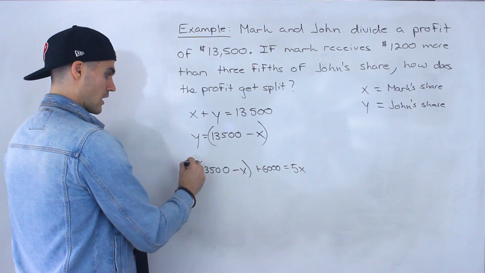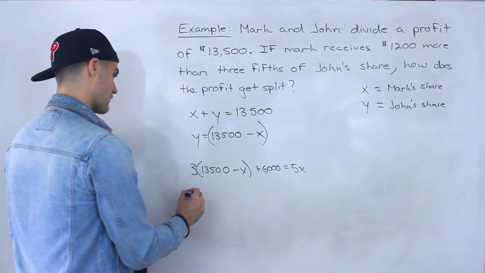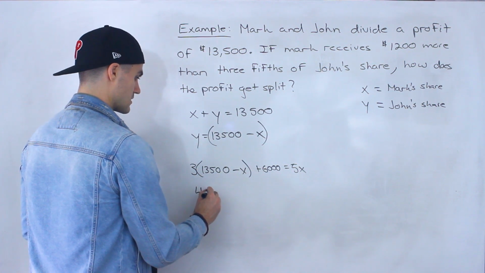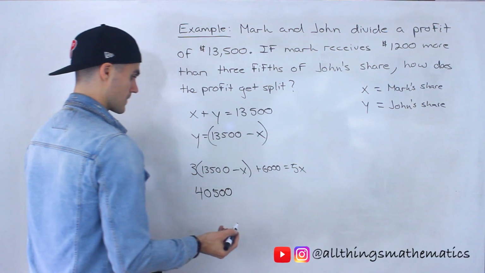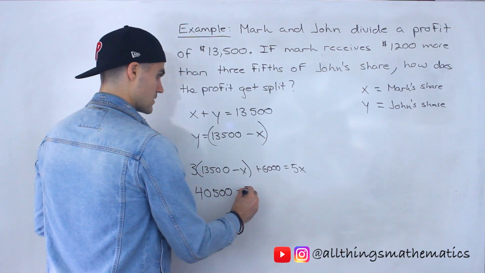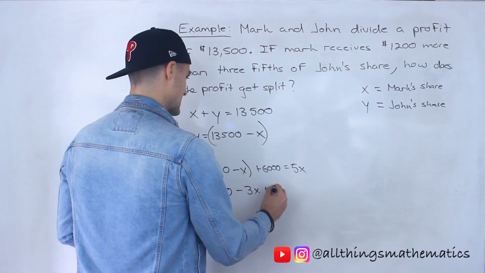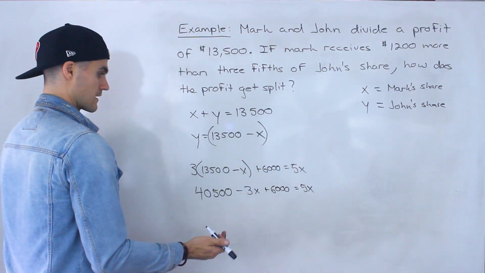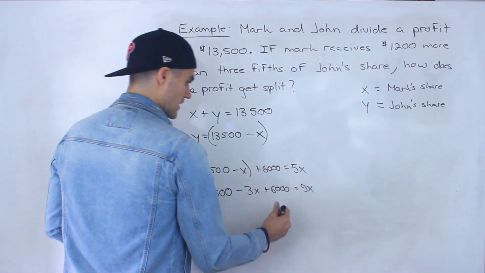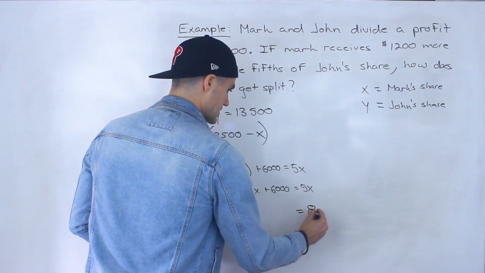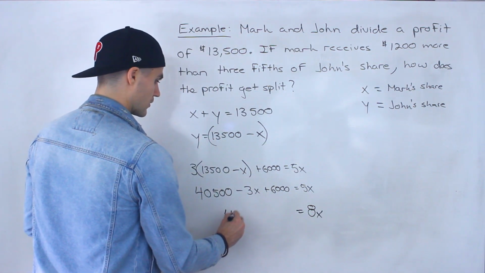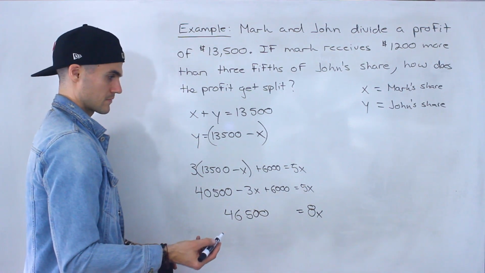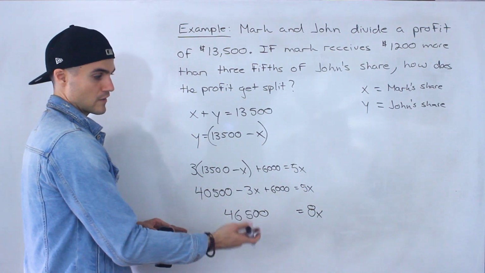Okay, so 3 times 13,500, that's going to give us what? 40,500 minus 3x plus 6,000 equals 5x. And then I'm going to bring this negative 3x over, so we would have 8x. And then over here, we would end up with 46,500, like that. And now to isolate for this x, we just divide both sides by 8.